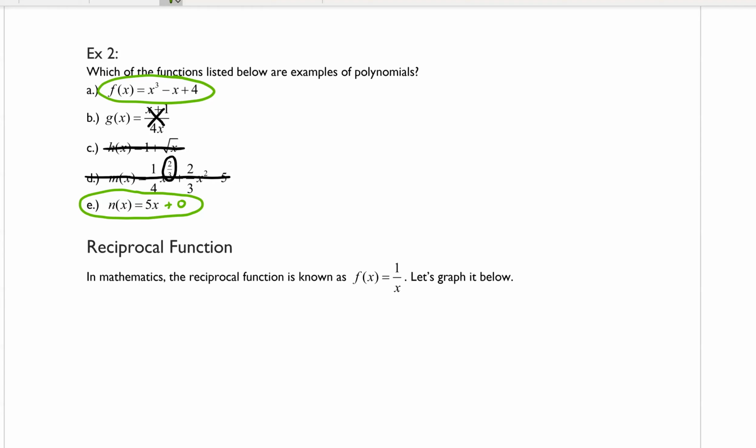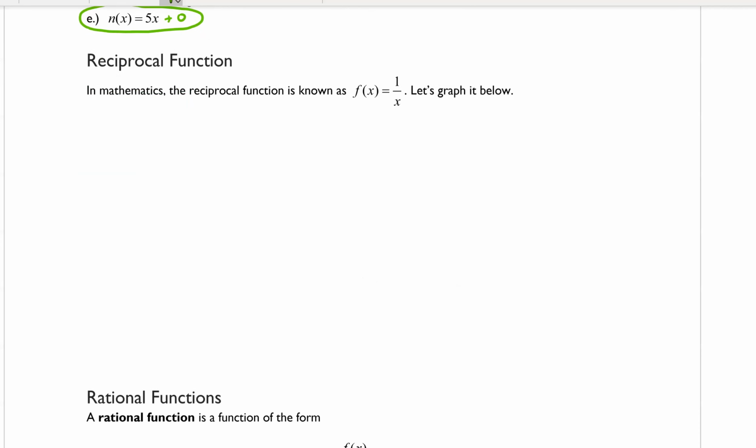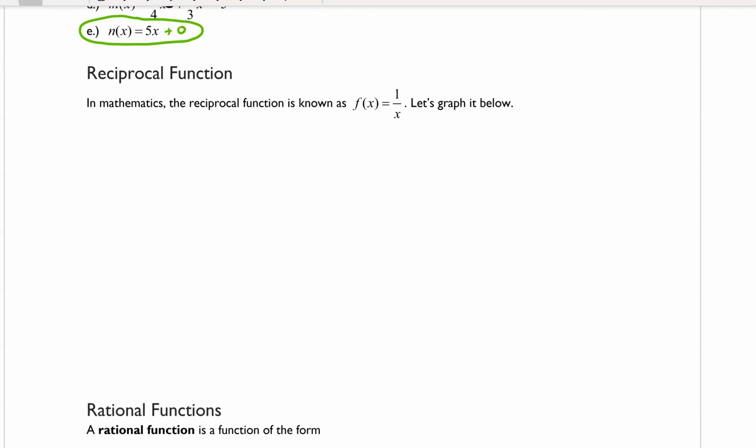Now we're going to talk about another function called the reciprocal function. So in mathematics, the reciprocal function is known as f of x equals 1 over x. Now let's graph that below here. And I think what would be helpful is if we made a little table. So I'm going to plug in 1, 5, 10, -1, -5, and -10.